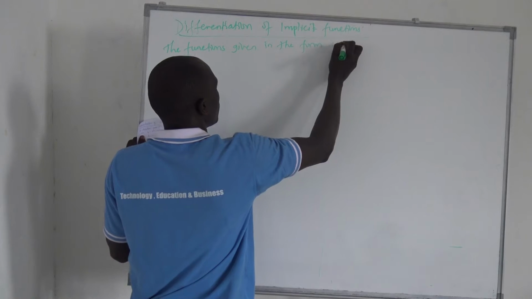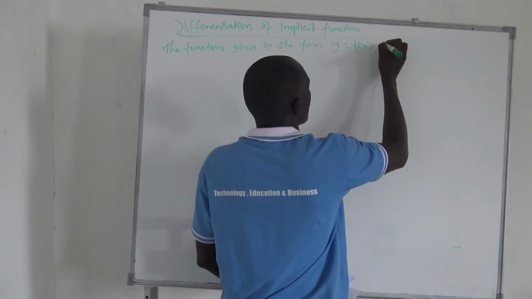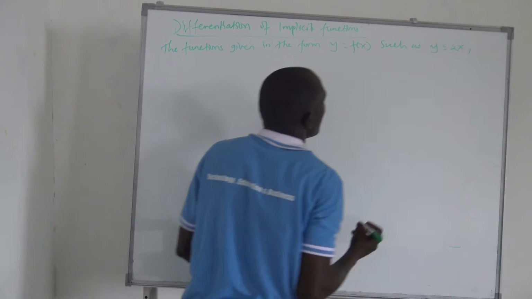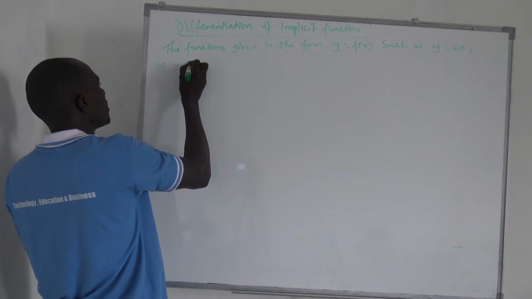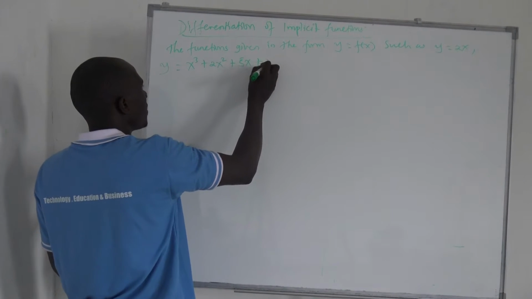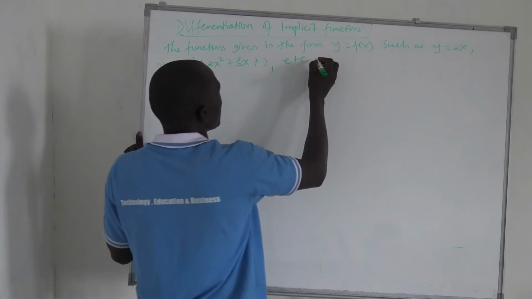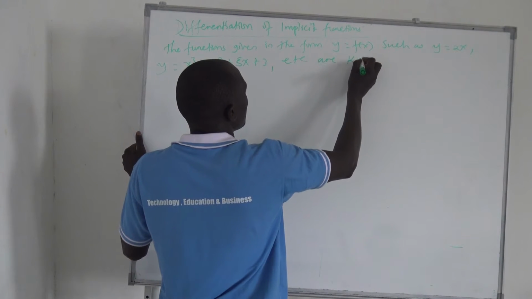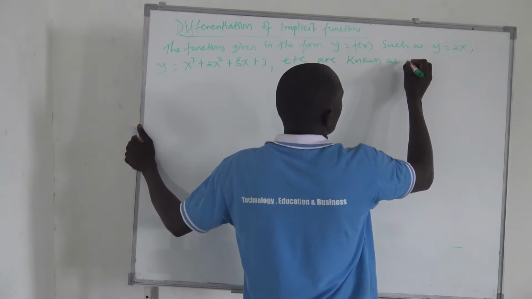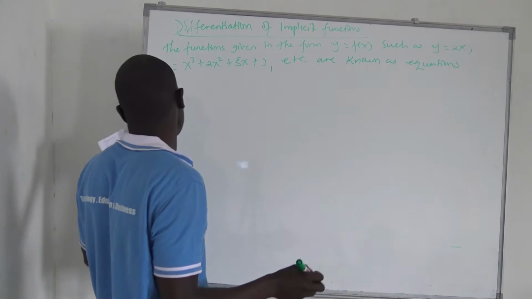given in the form y equals f(x), such as y equals 2x, y equals x cubed plus 2x squared plus 5x plus 3, and many others, are known as equations.